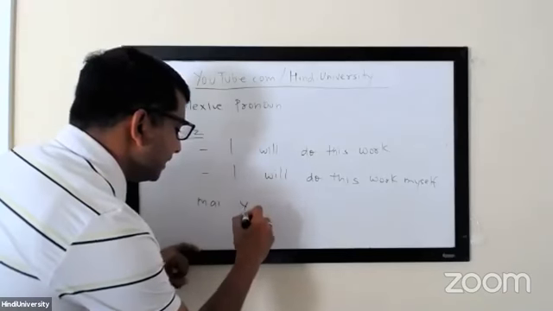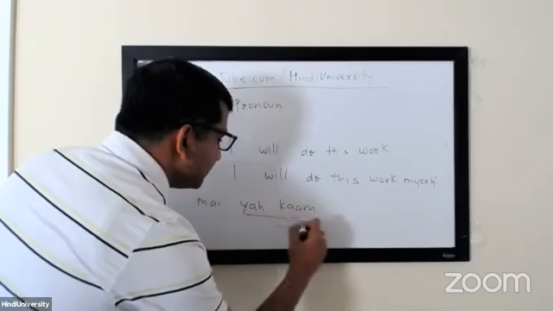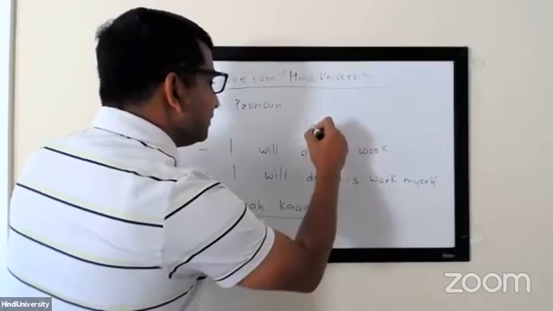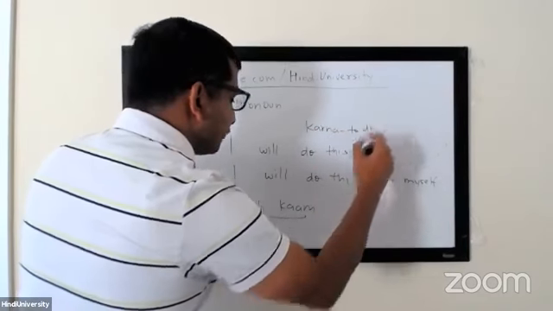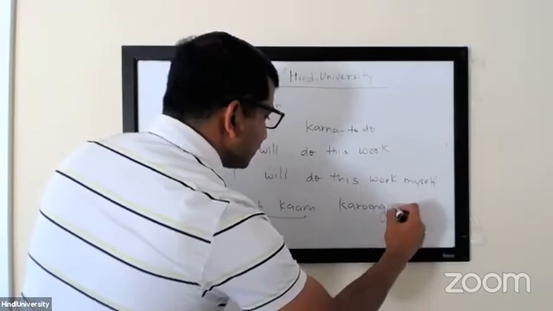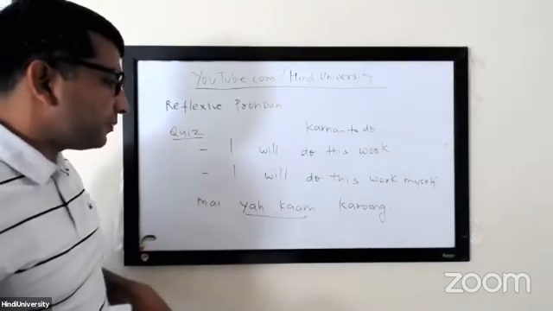ठीक है, मैं यह काम करूंगी. Okay, very good. So मैं यह काम is this work, and the verb here is karna, which is to do. And for future indefinite, you are saying मैं यह काम करूंगी, because it's feminine singular. Okay, I will do this work myself.